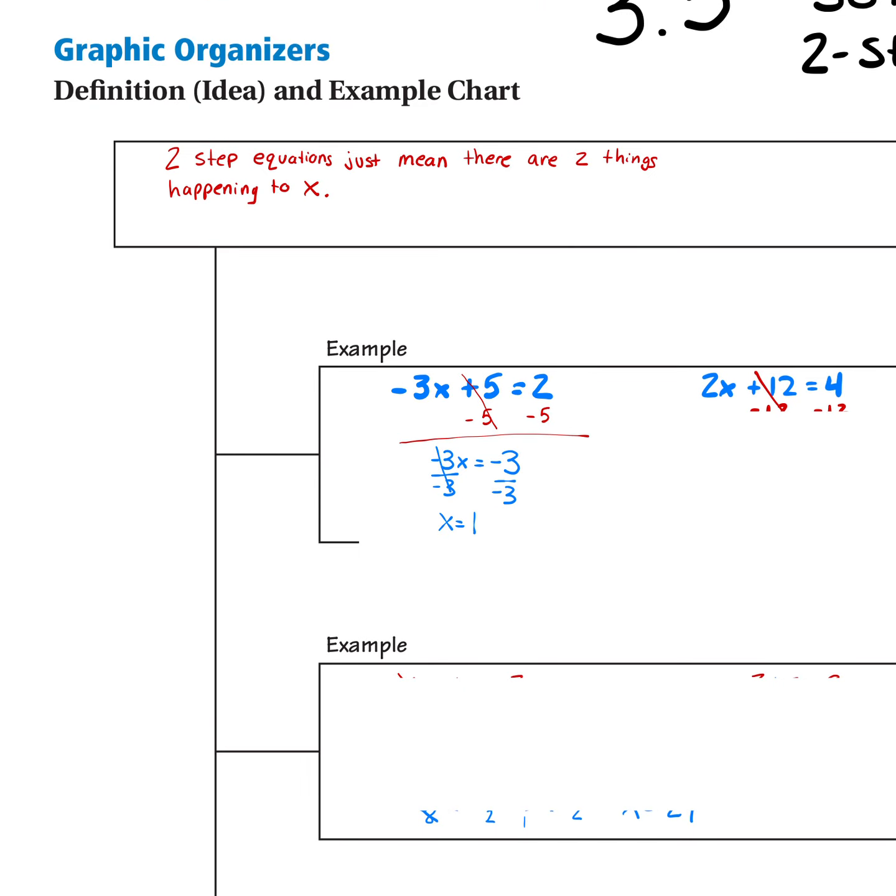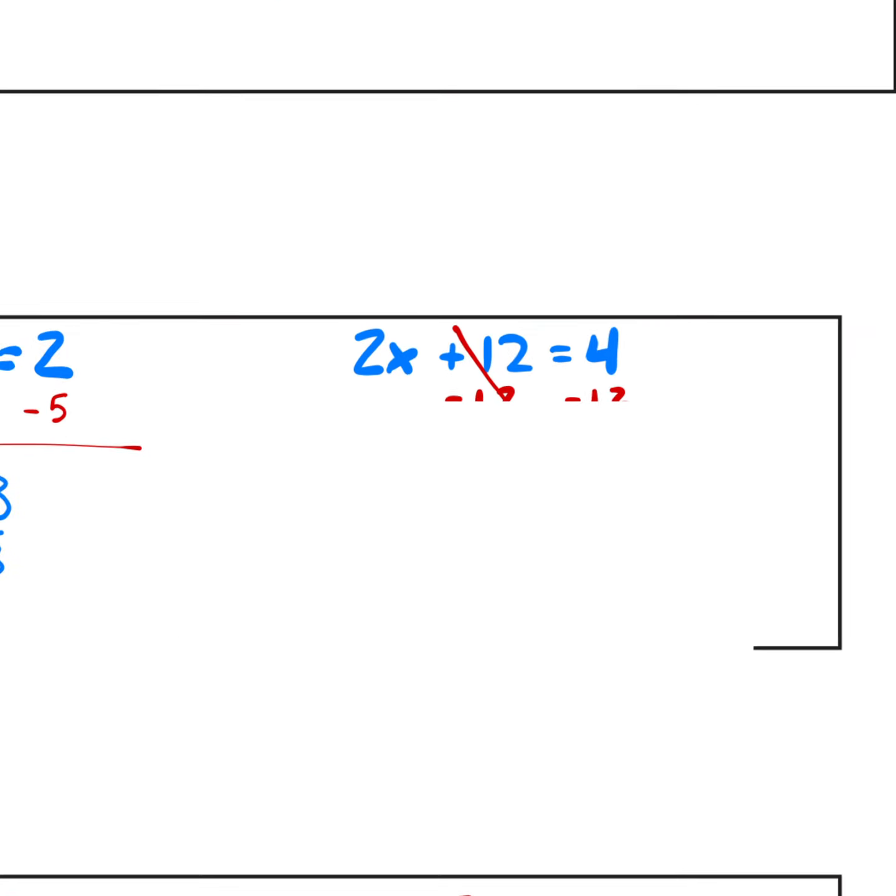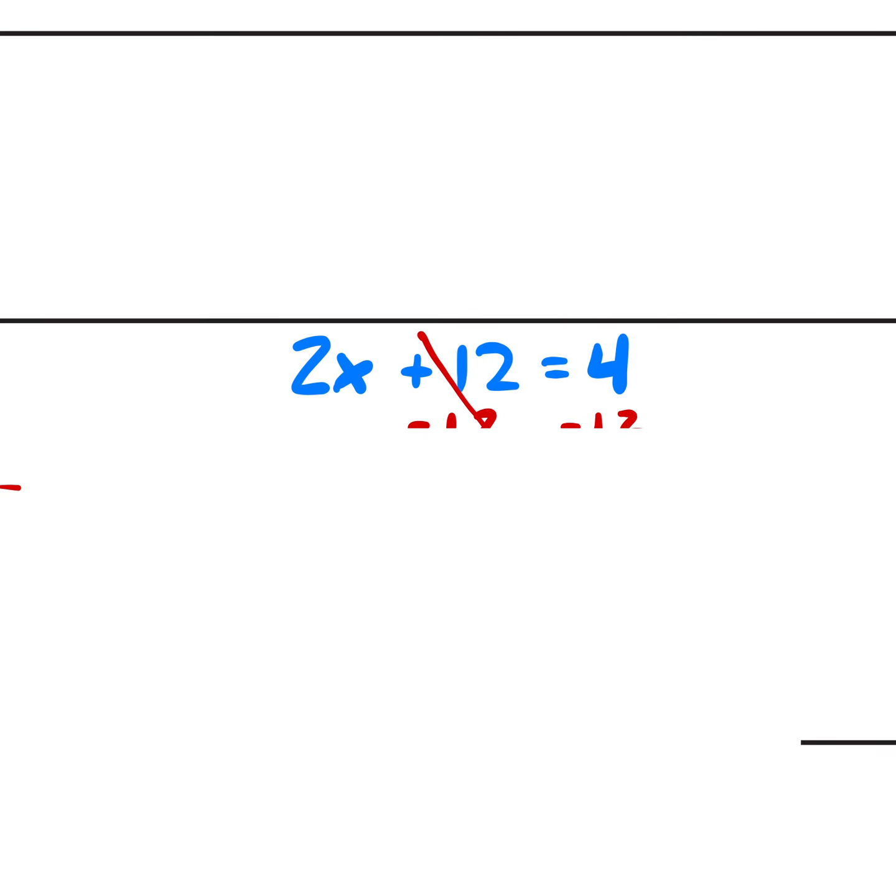Let's do another example in the same box. I'm going to erase my work from the last period. We have got 2x plus 12 equals negative 4.